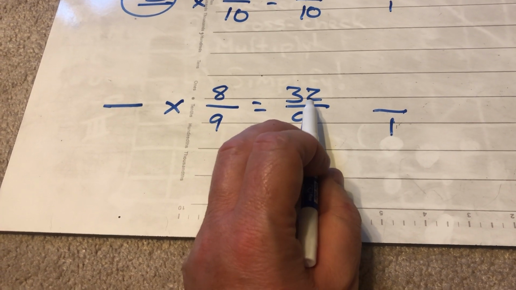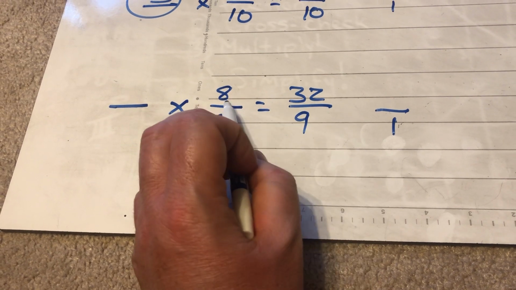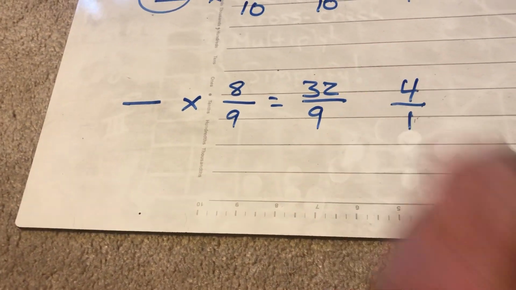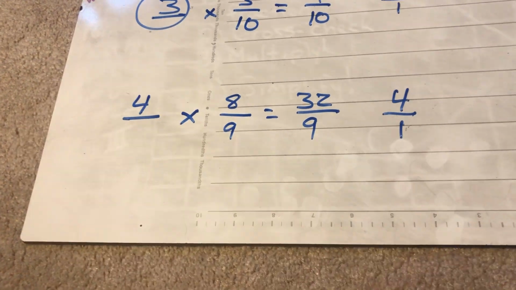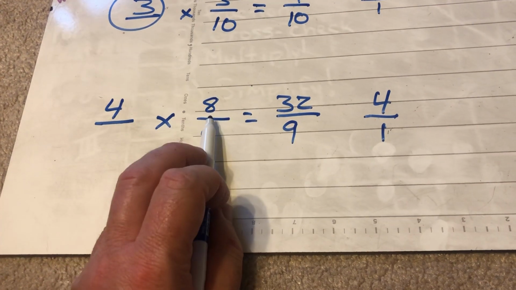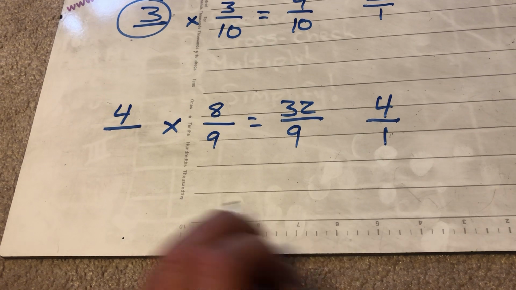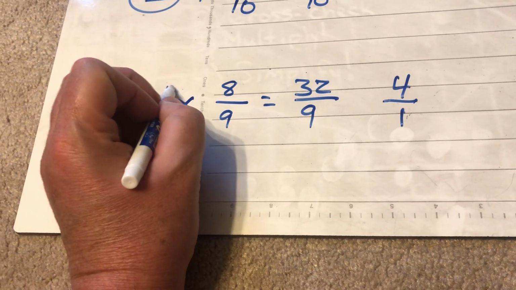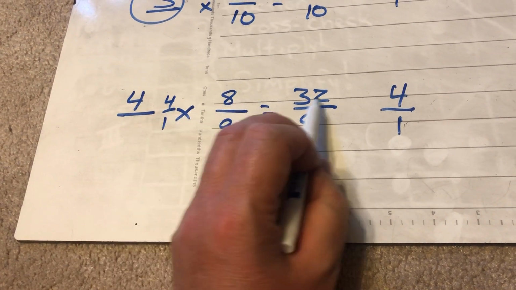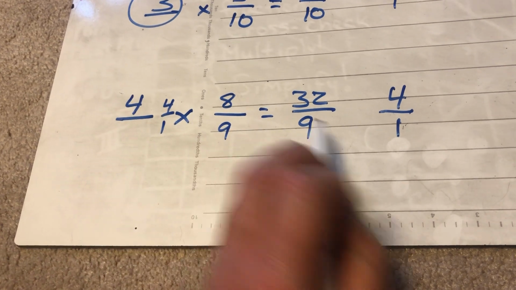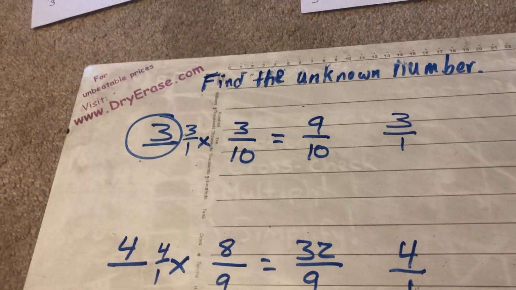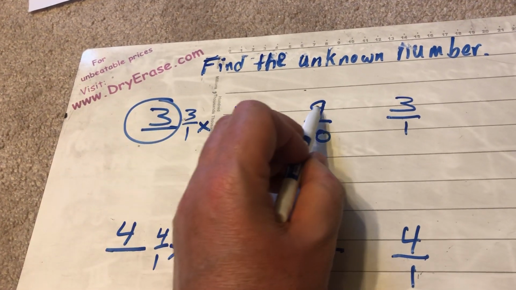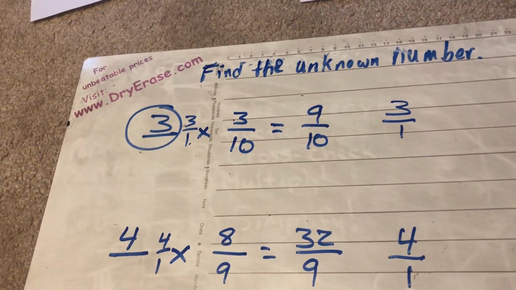But really all you're doing is the 32 divided by 8. 32 divided by 8 is 4, and 4 over 1 is 4. The idea is that 4 times 8 over 9 equals 32 over 9. Because if you thought about it and you made that 4 over 1, well, 4 times 8 is 32. 1 times 9 is 9. Just like in this one, if you made the 3 and made it 3 over 1, 3 times 3 is 9. 1 times 10 is 10.